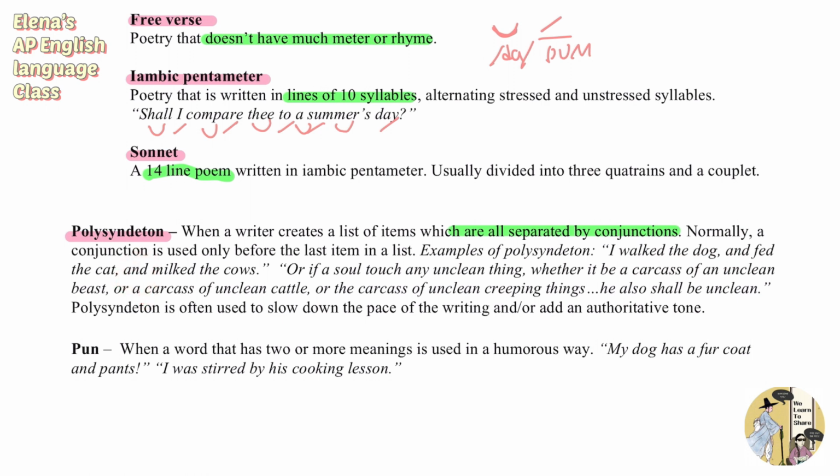Or over here, if a soul touched any unclean thing, whether it be a carcass of an unclean beast, or a carcass of unclean cattle, or the carcass of unclean creeping things, he also shall be clean, right? So here you can also see how the conjunction or is repeated over and over. You can see how polysyndeton uses many, many conjunctions to separate its list of items. And next is pun.